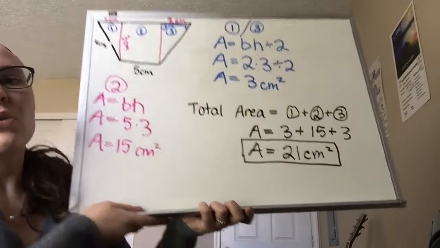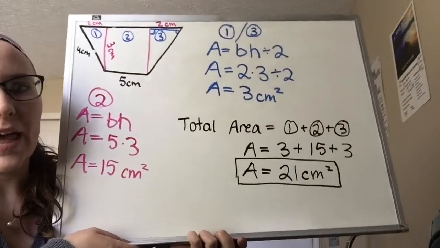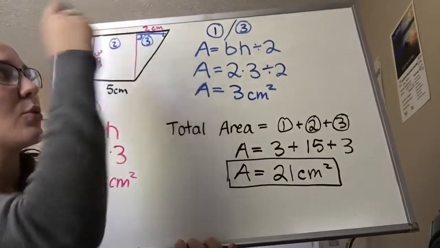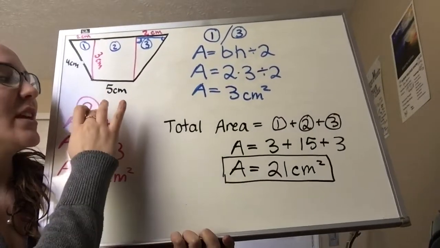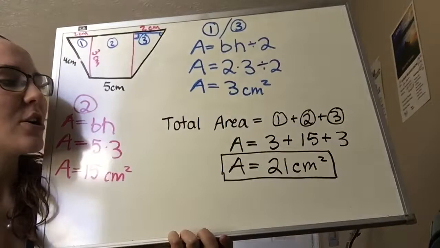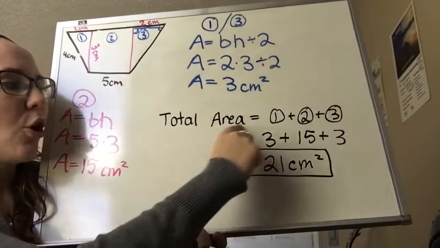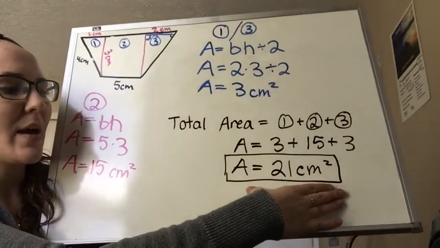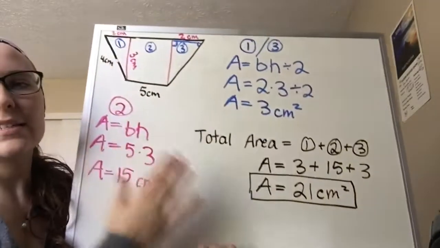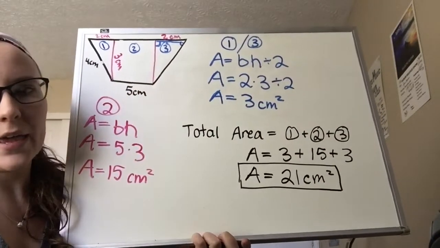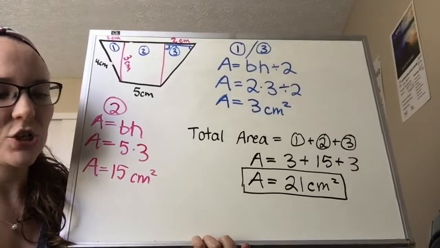Okay? So this is what your work should look like. I should see the shapes numbered with circles around them. I should see the work labeled with what shapes they are associated with. I should see total area written out nice and neat with my answer boxed in. This is what your work should look like when you are finding the area of a composite shape.